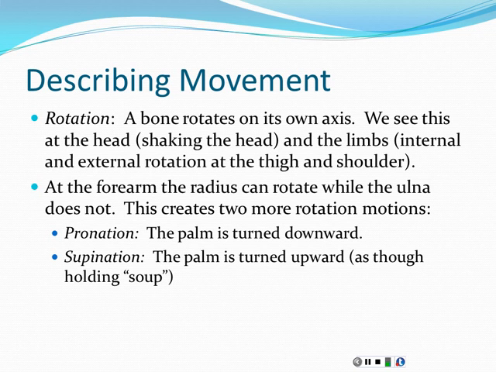So internal rotation is a rotation towards the inside of the body. External rotation is rotation out or away from the body. So we have internal and external rotation.